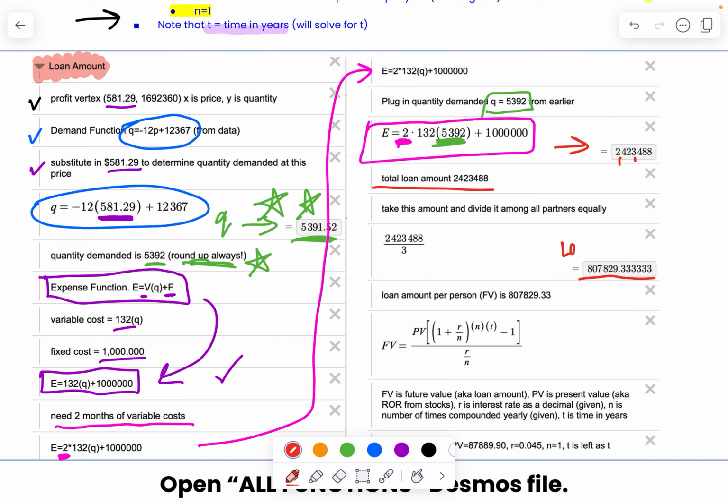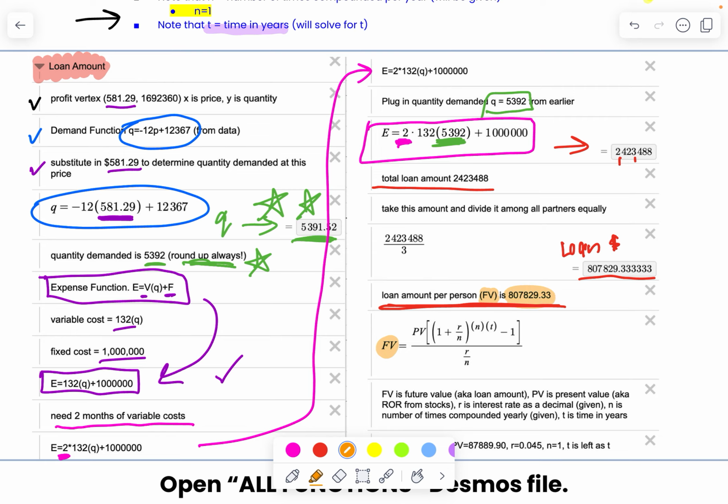Remember, this is a loan, and so that's money. So I rounded it to 2 decimal places. So the loan amount per person is 807,829.33. I also told myself that this is the future value. FV, I noted to myself, because this number that I just got is going to substitute right in there.